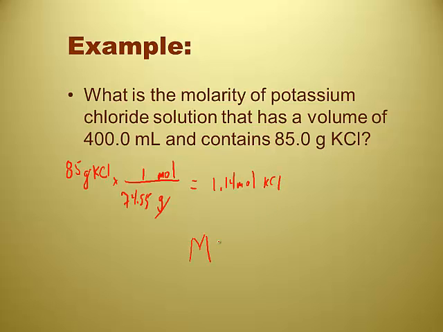So the molarity is calculated by taking the 1.14 moles and dividing it by the solution amount, which is 400 milliliters. I'm going to record that here as 0.400 liters. That gives 2.85 moles per liter. That literally means there's approximately 3 moles for every liter of solution, almost 3 moles for every liter. Can't get any easier than that.